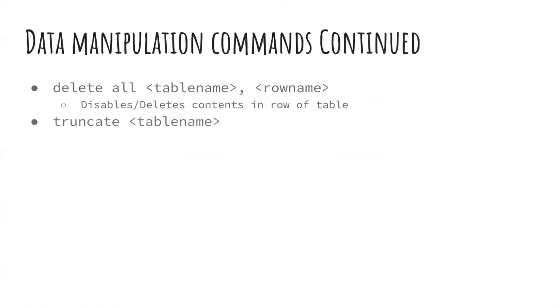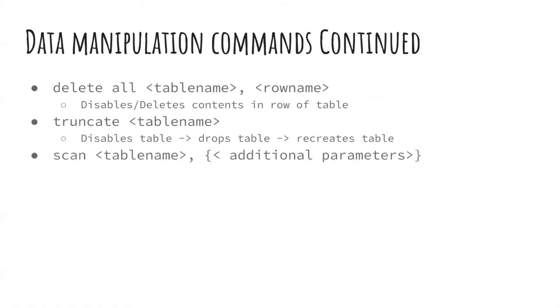Truncate's kind of weird. When you truncate a table, first it disables that table, so it makes the table unavailable. Then it drops the table. You don't drop the table, it drops the table. And then it recreates that table. The reason you'd want to do this is just to refresh a table, like refresh the data and everything. Truncate's kind of weird, but it's a command.